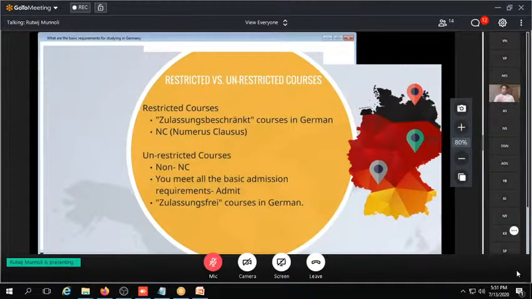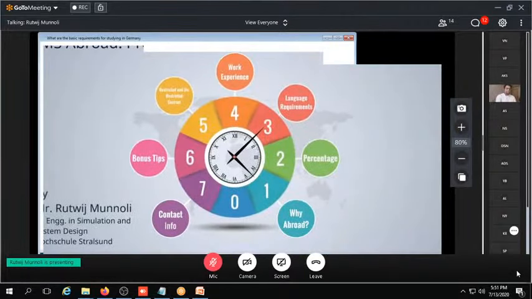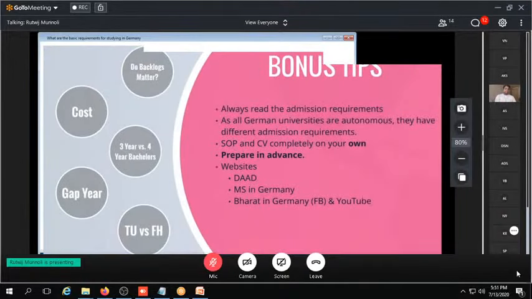So we have gone through all the basic requirements for studying abroad. Now I would like to share some bonus tips before you get ready and be prepared for your journey. Here are some tips. Always read the admission requirement of the university. As all German universities are autonomous, different universities have different admission requirements. Therefore, it is important that you read the admission requirements of all universities that you wish to apply to individually.